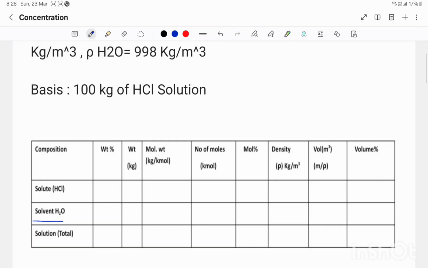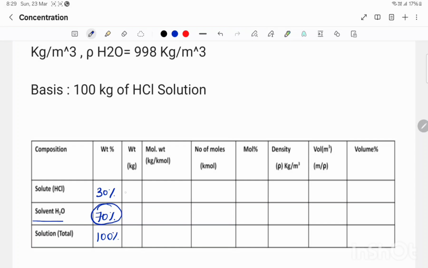What is the data given in the problem? The weight percentage of the solute is 30%. Using this 30%, we have to find the mole percentage, volume percentage and further molarity, molality, normality and ppm. We always know that the total of weight percentage, mole percentage or volume percentage of a mixture is equal to 100%. So easily we can get the weight percentage of solvent, that is total minus solute: 100 minus 30 gives you 70%.